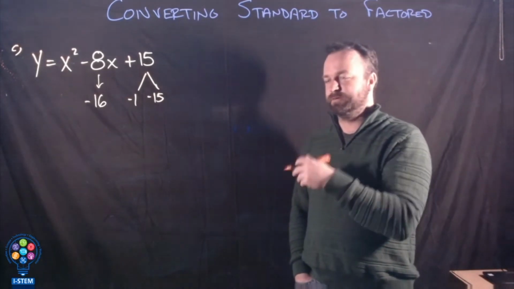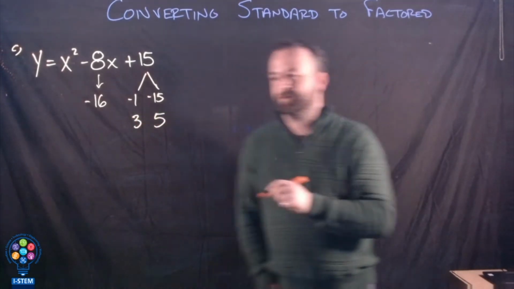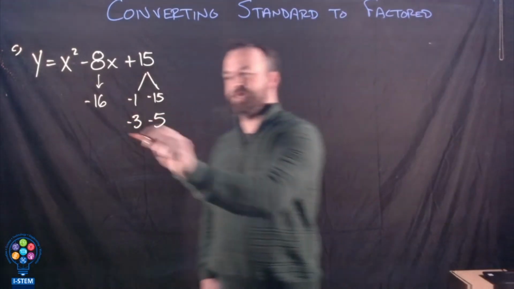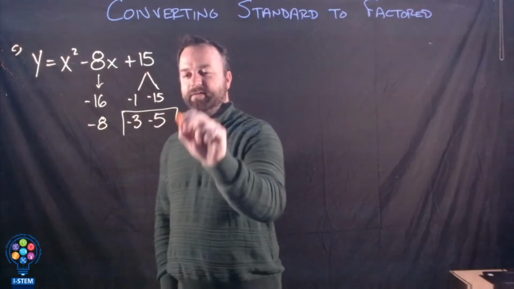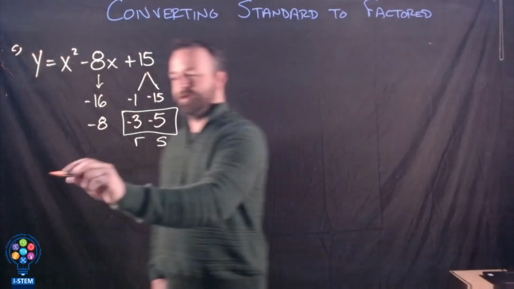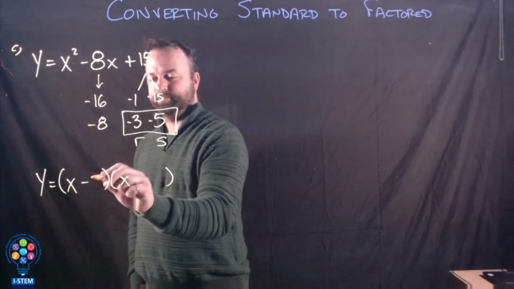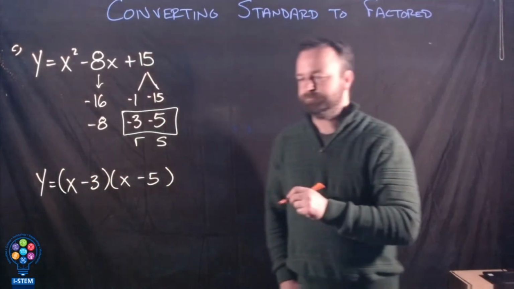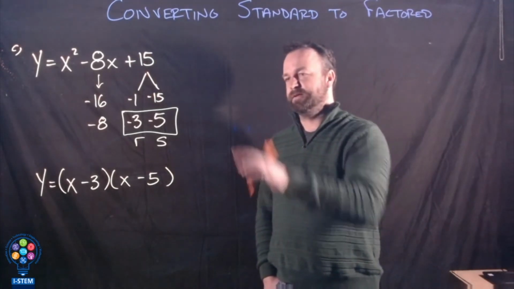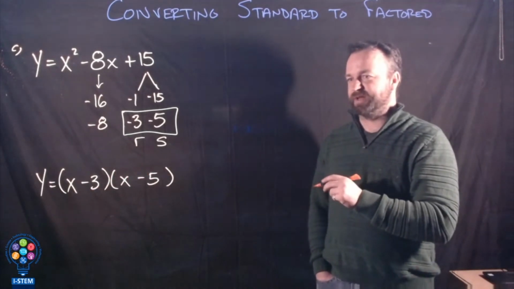15 and 2 doesn't go into 15 nice and evenly, but 3 and 5 works. If I make these both negative, negative 3 plus negative 5 is negative 8. So those become the numbers in my factored equation. And so factoring x squared minus 8x plus 15 into factored form gives me the two factors of x minus 3 and x minus 5.